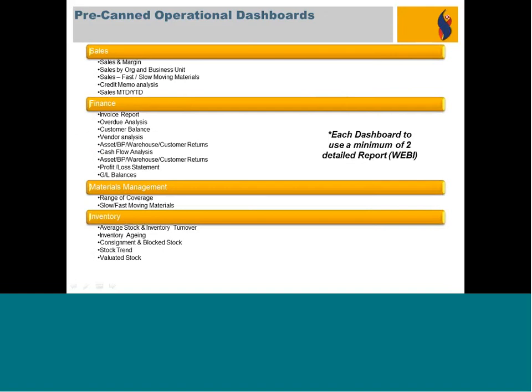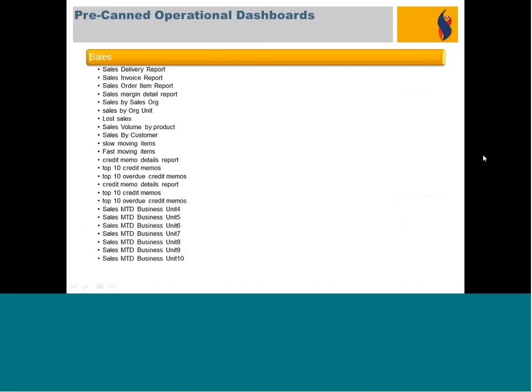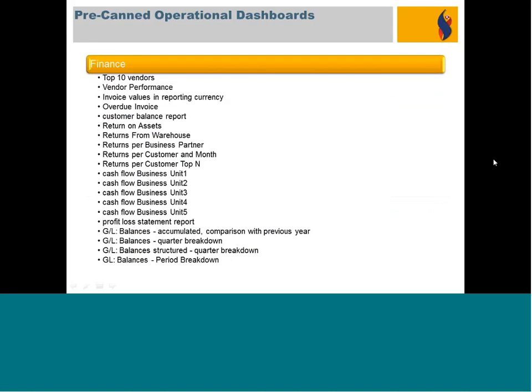Again, these are quick snapshots of the functionalities and reports available with each segmented dashboard. So on the sales dashboard, you have sales margin. On the finance dashboard, you have various information pertaining to vendor analysis. You have overdue analysis, invoice reporting. In materials management, you have a range of coverage. And you also have, on the inventory side, inventory aging as well as stock trends. This is more information related to the sales dashboard. Again, these are common themes that we've seen from our existing customers. And again, here's information within finance. So I'll give you a couple seconds to take a look at that, and we'll move on to the next slide.